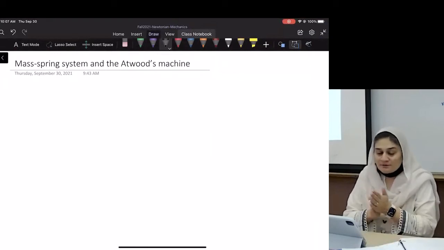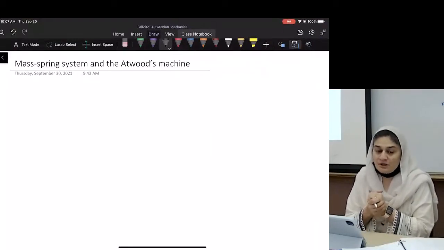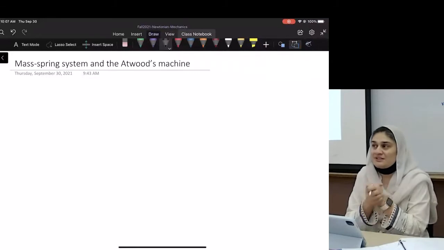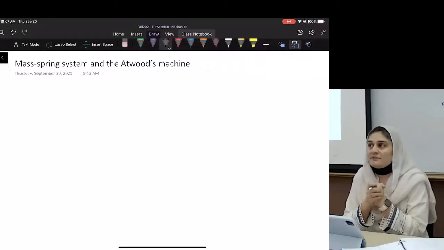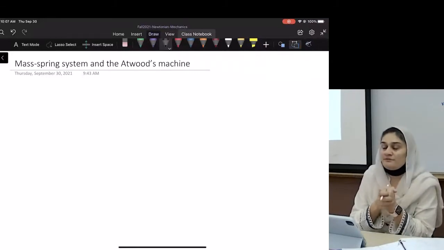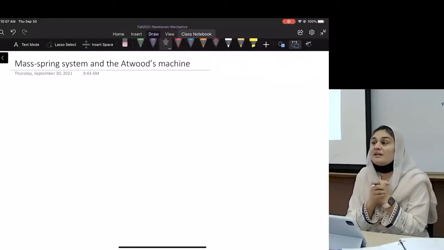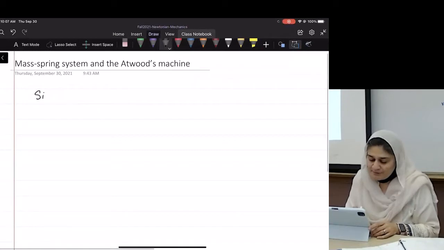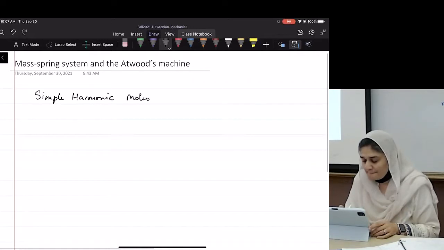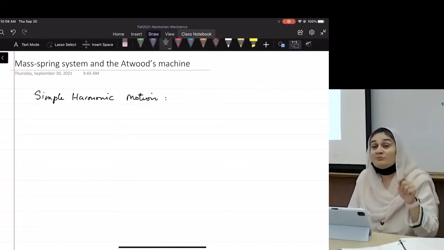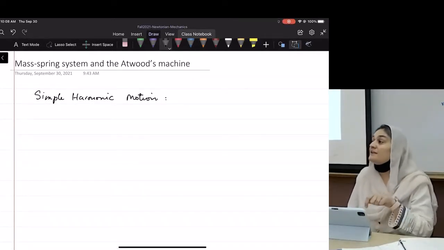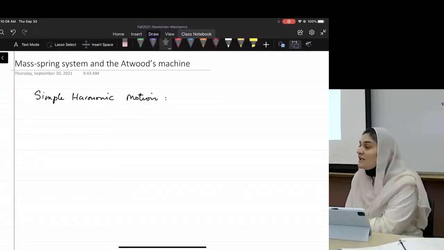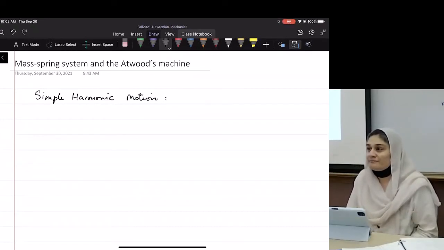Okay, so I want to start the chapter 6 stuff today, and it's very related to chapters 4 and 5 because we are going to start talking about simple harmonic motion. What is a simple harmonic motion? A motion that repeats itself in equal intervals of time is called a simple harmonic motion.